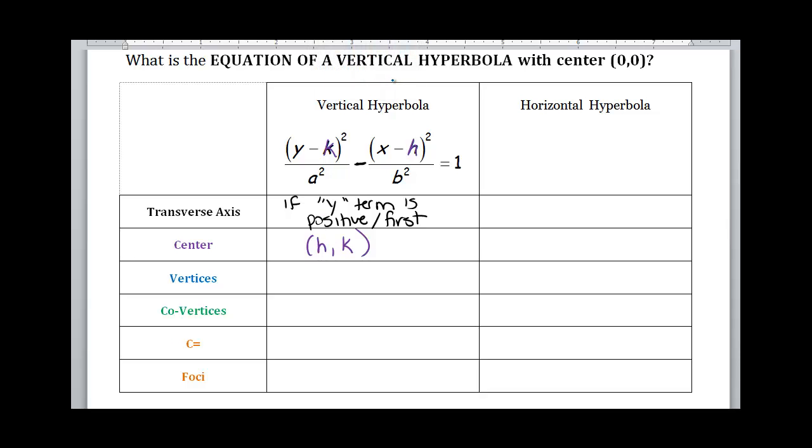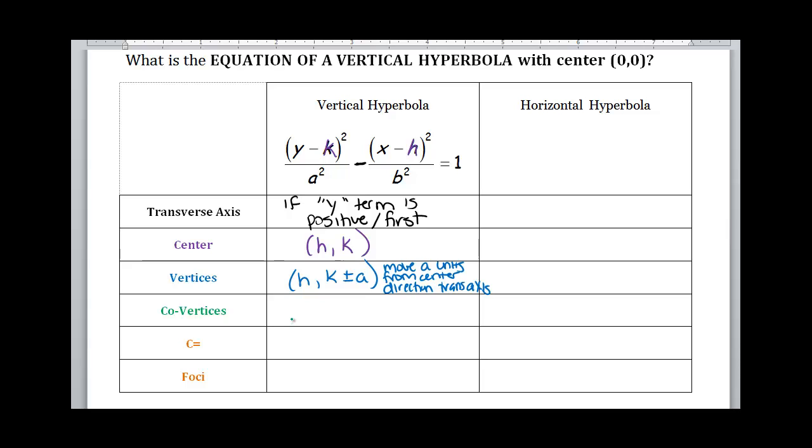Next, we have our vertices. They are still going to be a units away from the center, but again, a squared does not have to be the largest value anymore. And because it's underneath y, we want to take that value of a and add and subtract it to the y value, k, of the center. Now again, I would do this from the graph, and so I would move a units from the center in the direction of the transverse axis. So here for vertical, up and down.